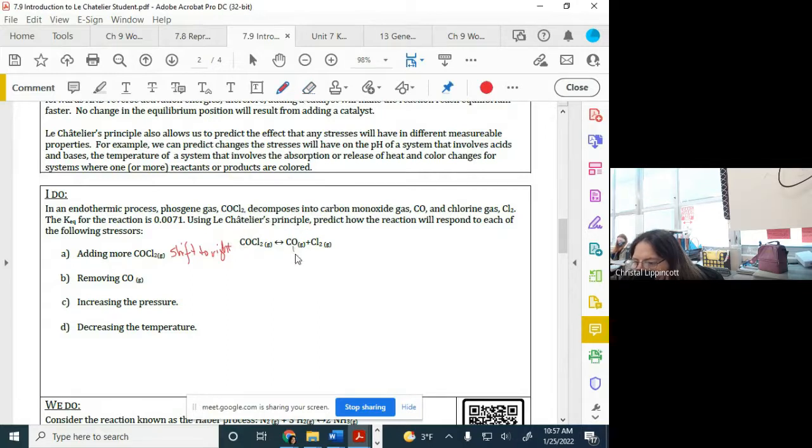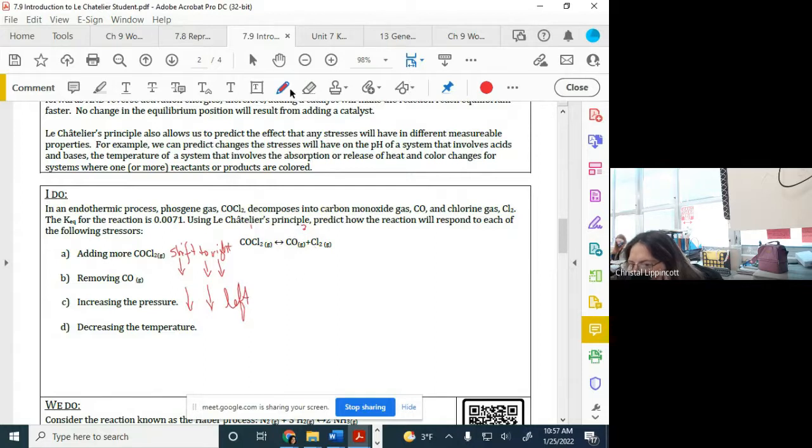So if I pull some of this away, I'm pulling this out of the system, it's going to shift to the right because it's going to need to form more of this stuff. All right. If I increase the pressure, how many moles of gas do I have over here? 1. How many do I have over here? 1 and 1, which is 2. So if I increase the pressure, which way is it going to shift? To the left. Shifts to the left.